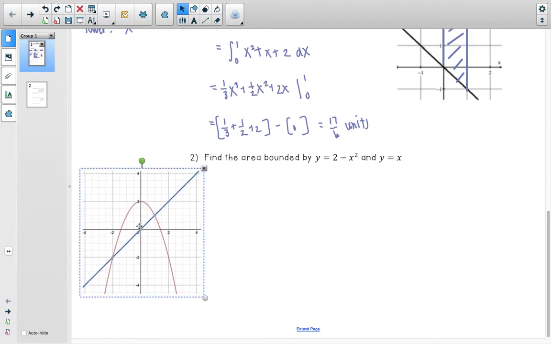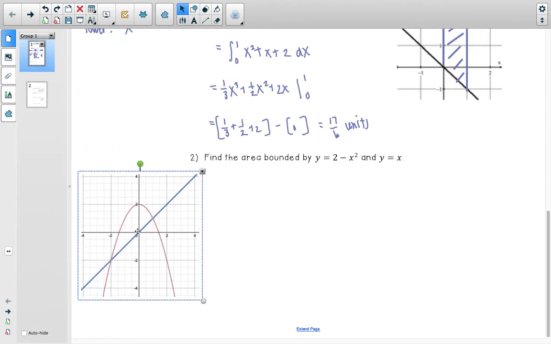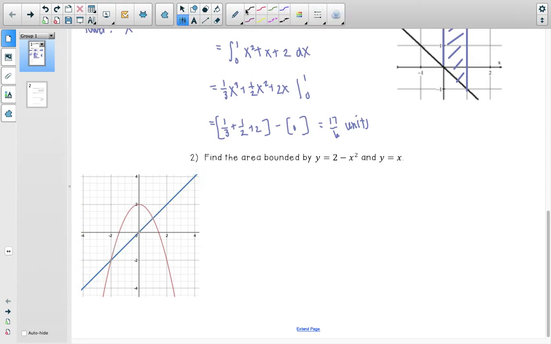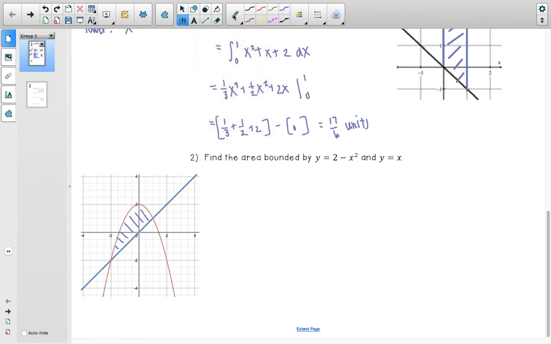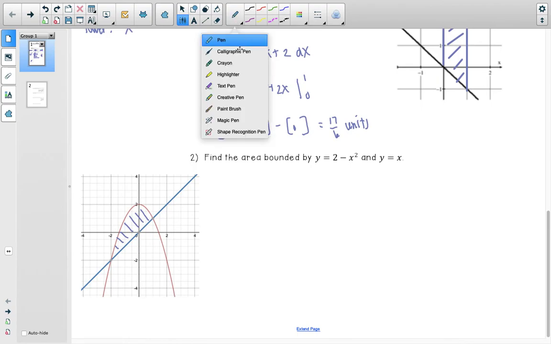Okay, so this is the graph. We have to find this area right here. It's bounded between this. So basically whatever makes a shape, that's the area you're trying to find. So right here is the area we're trying to find. Now, you can see pretty clearly on the graph that that's -2 and that's 1. But what if you couldn't see where they intersect? If you couldn't see where they intersect, how in the world do you do this?